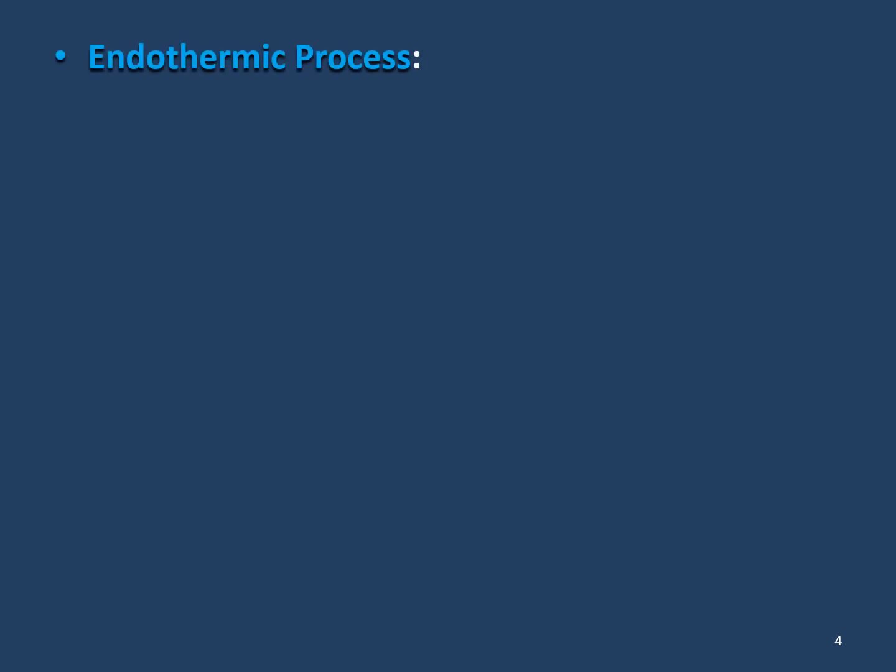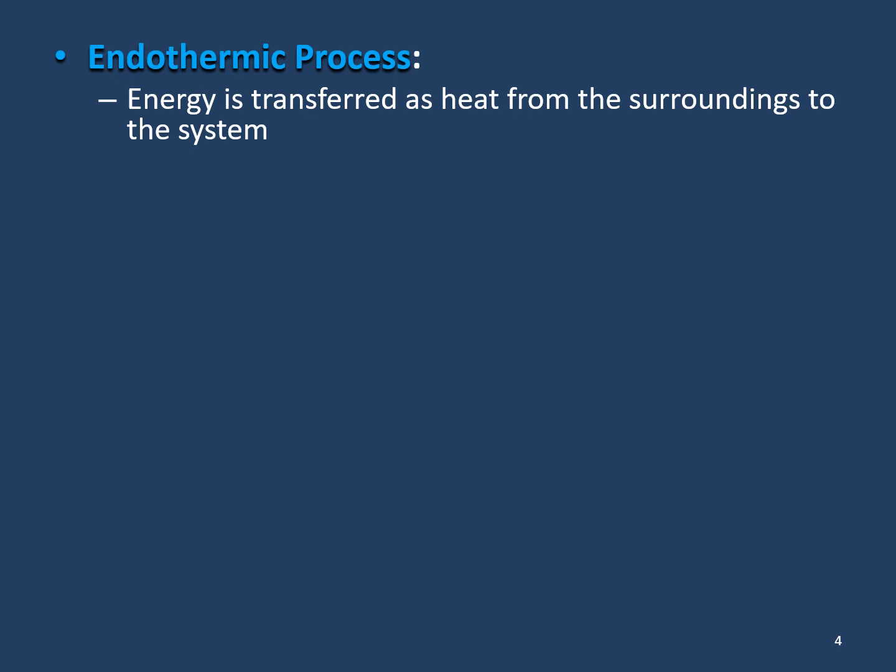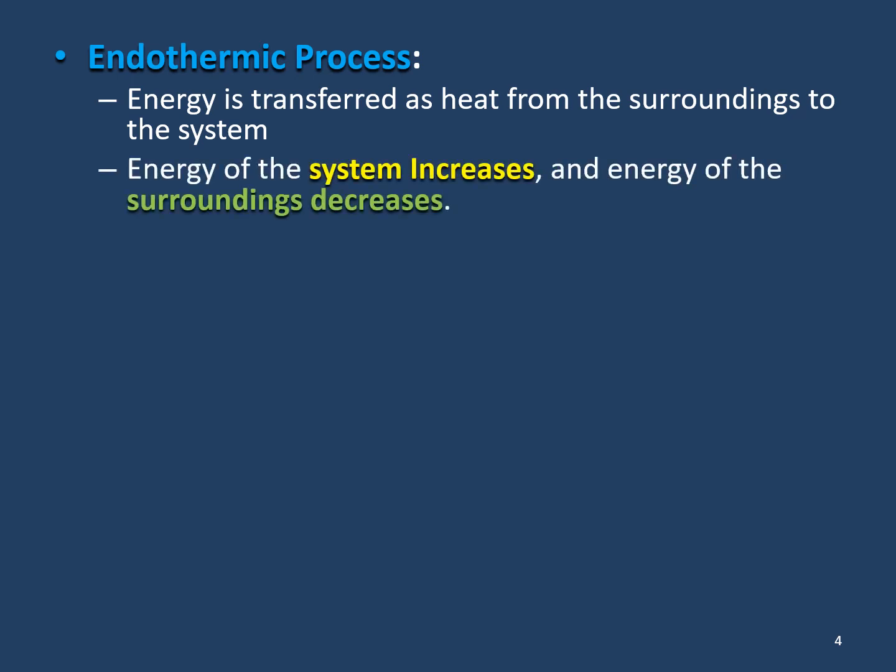There are a couple vocab words that describe this process, and that is endothermic and exothermic processes. These describe those two situations that we just covered on the last slide. In an endothermic process, energy is transferred as heat from the surroundings to the system. In other words, heat is moving from the surroundings into the system. The system is gaining heat. This is known as an endothermic process. In this scenario, the system's energy is increasing while the energy of the surroundings is decreasing.